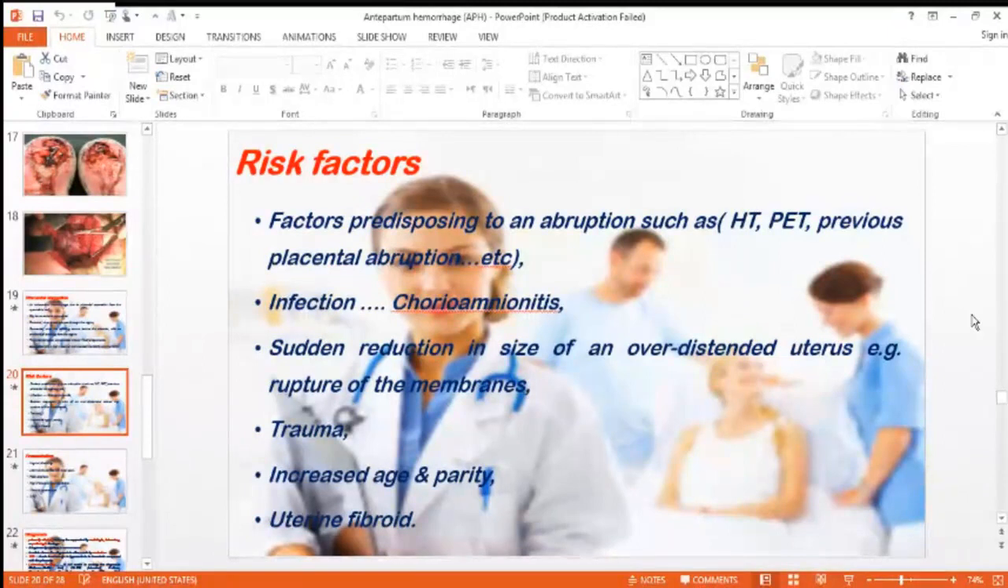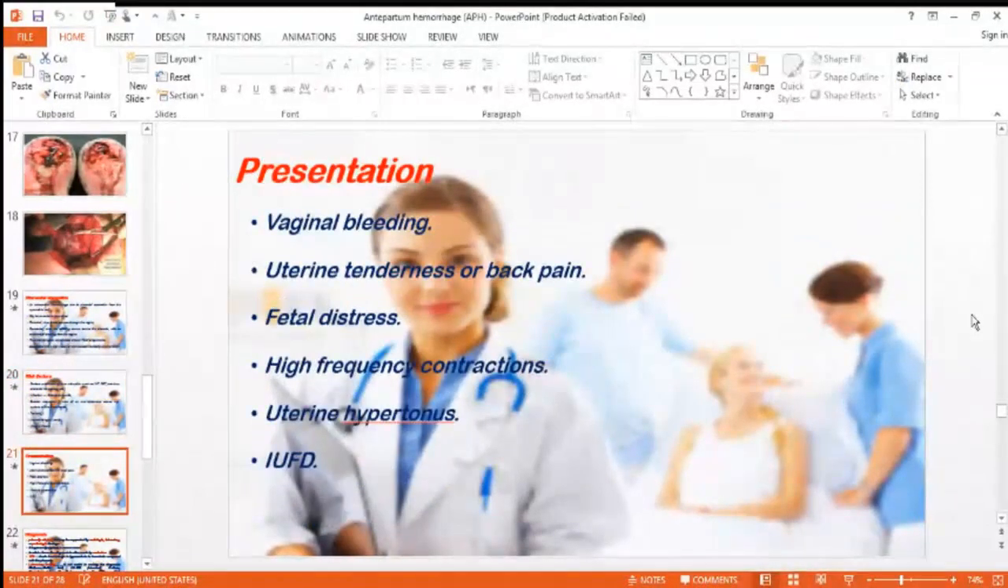Also trauma including car accident, domestic violence, any type of trauma، وقعت من الدرج، ضربها زوجها، أو تعرضت لحادث سيارة. Increase the age and the parity, the same as placenta previa. The incidence of placental abruption increase with the increasing age and the parity. Also, if there is any uterine fibroid or myoma، هذا راح يسوي incoordinate uterine contraction which may precipitate a placental abruption.